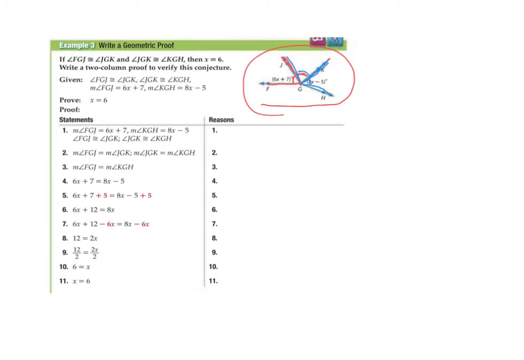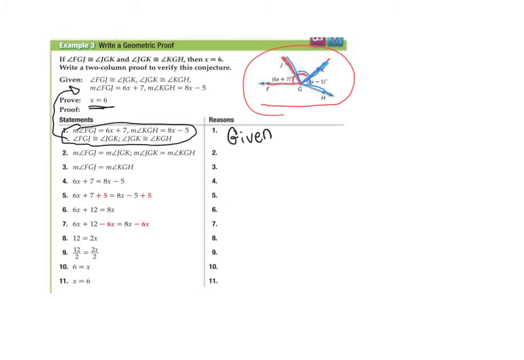Okay, so now it's also telling me that the angles FGJ and KGH have expressions that equal those angle measurements. And my end goal is to prove that x equals 6. So the very first reason in a proof that you should always get right is your given information. If you notice, all of this information was given as the actual problem. So my reason would be given. It was told to me.